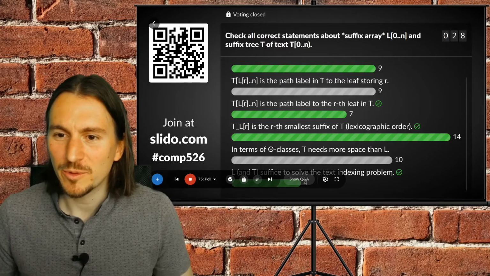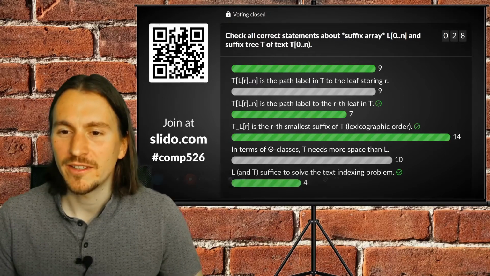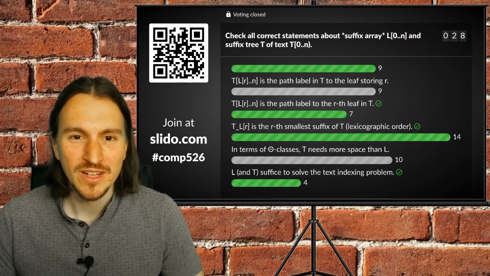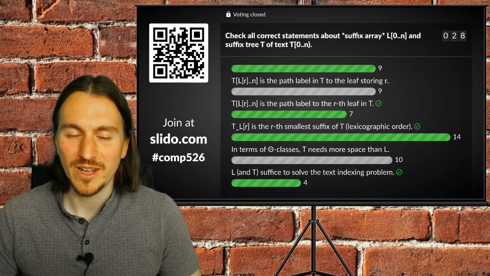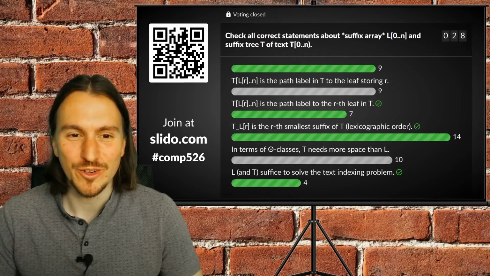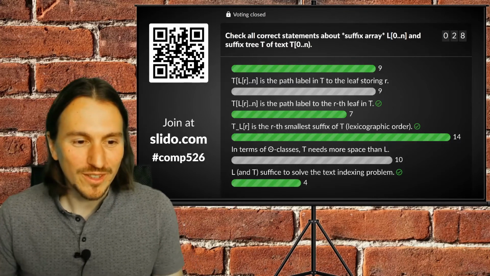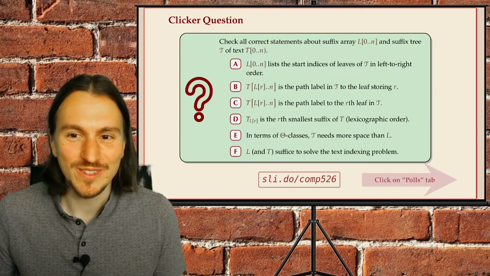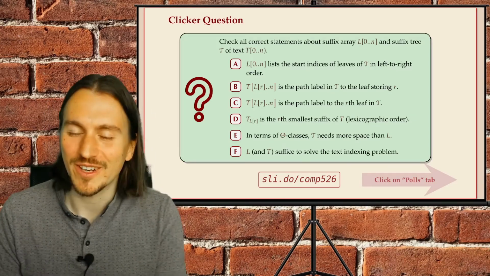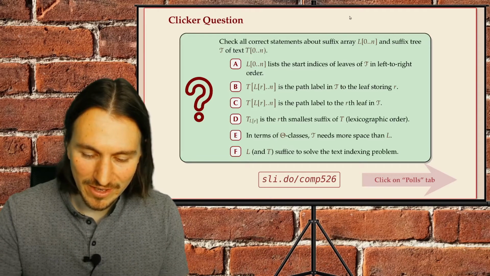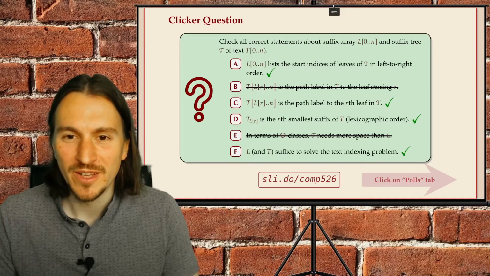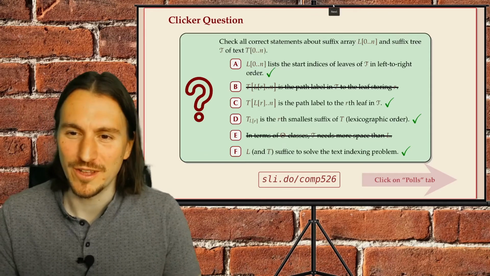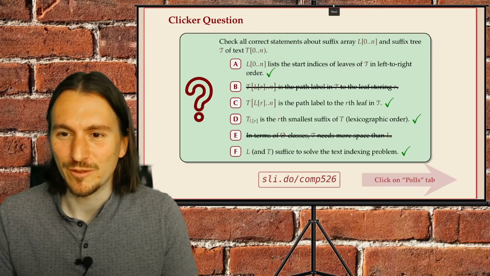And the last one: L and T, well, one of them suffices to solve the text indexing problem. That is true because we defined the problem as supporting efficient searches for patterns. What efficient means, maybe you can be Catholic about this, but I marked it as correct because a running time of log n times m is very efficient compared to n times m. Log n is much, much smaller than n, so this in practice is very efficient.